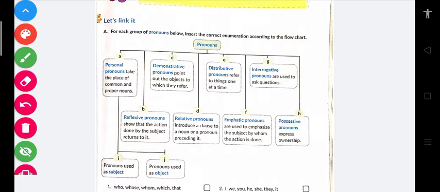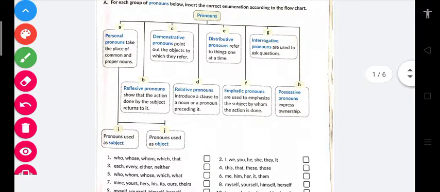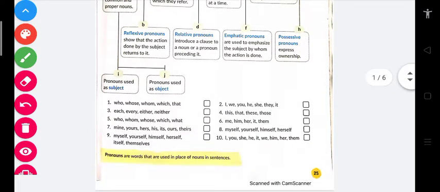Interrogative pronouns are used to ask questions. किसके लिए यूज होते हैं? They are used to ask questions. Possessive pronouns express ownership. Clear? So here you can see the multiple pronouns as I told you.